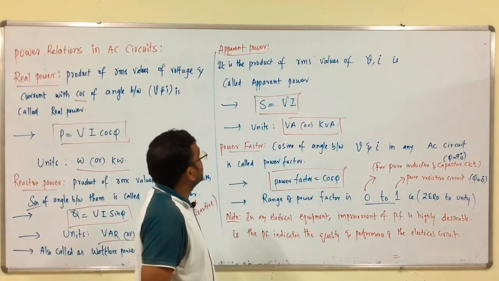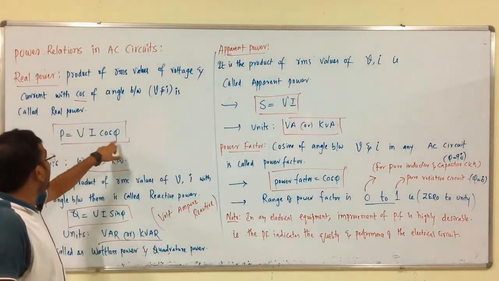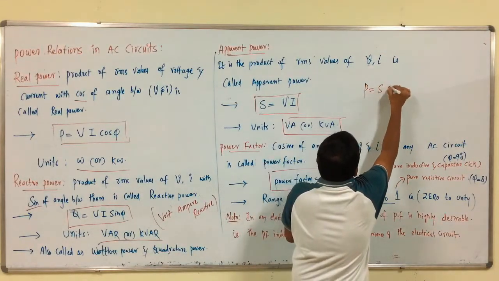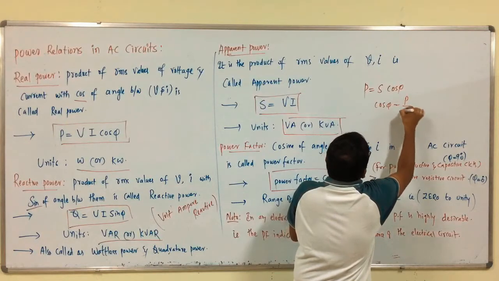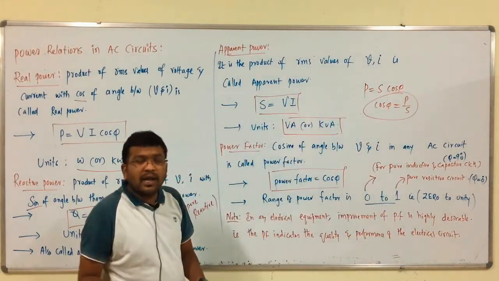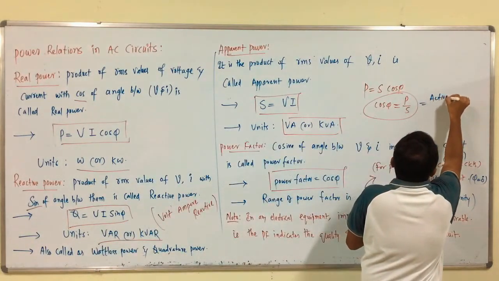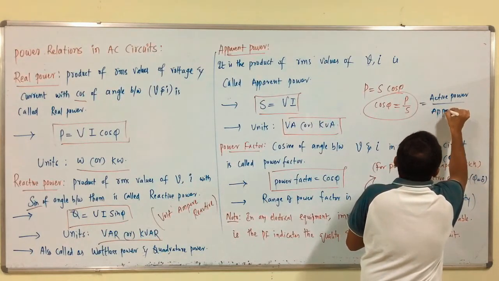Okay, this is about real power, reactive power, apparent power and power factor. From S equals V into I, from this equation P is equal to V I cos phi. Therefore, P is equal to S into cos phi. From this, cos phi is equal to P by S. Power factor is nothing but active power by apparent power.